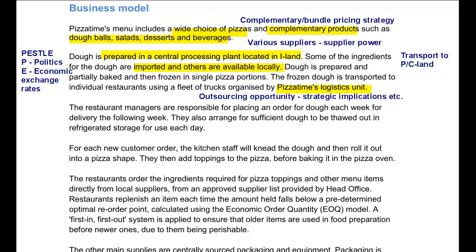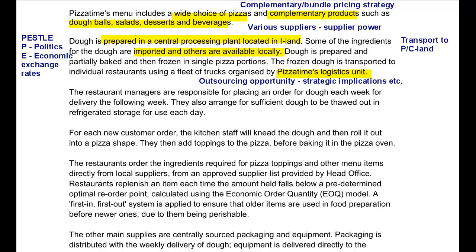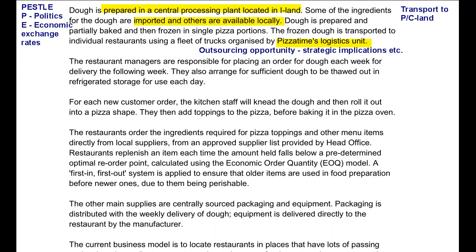And it goes on to talk about the importance of a good transportation system here, because the restaurant manager is responsible for placing an order each week for the following week. So perhaps they have to rely that the delivery will arrive on time. They can only order a week's amount at a time. They perhaps only have storage room for a week's amount of product, and therefore they have to be sent on time.